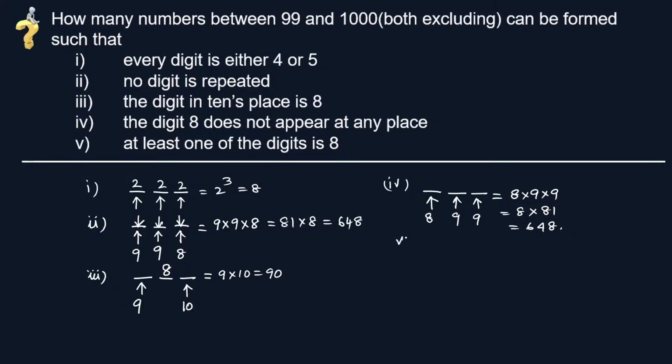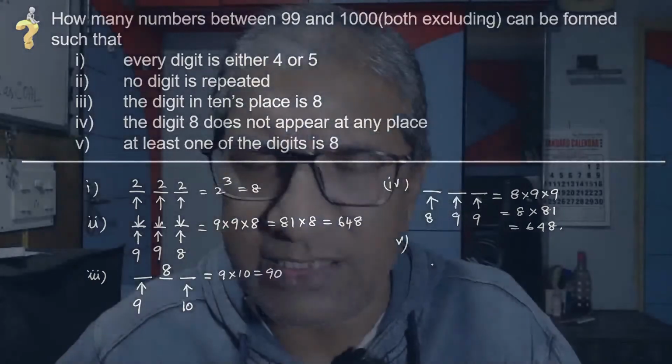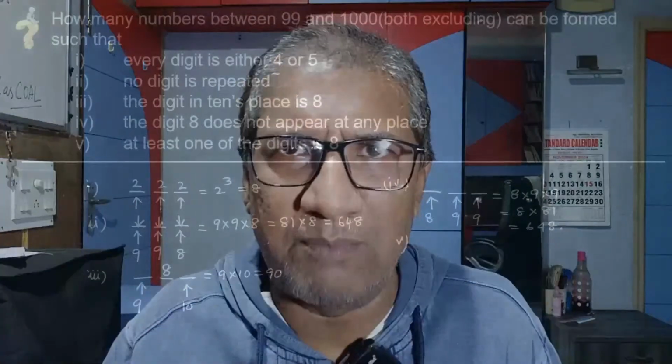Now the next question, the last one, is: at least one of the digits is 8. It means what? At least one of the digits is 8. That is, in this 3-digit number, either in one place there is 8, or in 2 places there are 8, or in 3 places there are 8. At least one, matlab kam se kam ek. So at least one 8 must come.